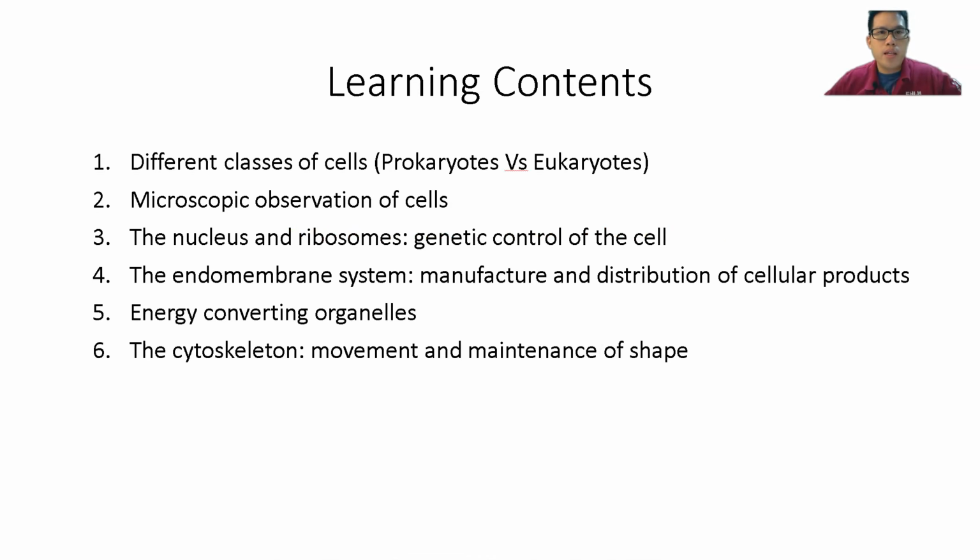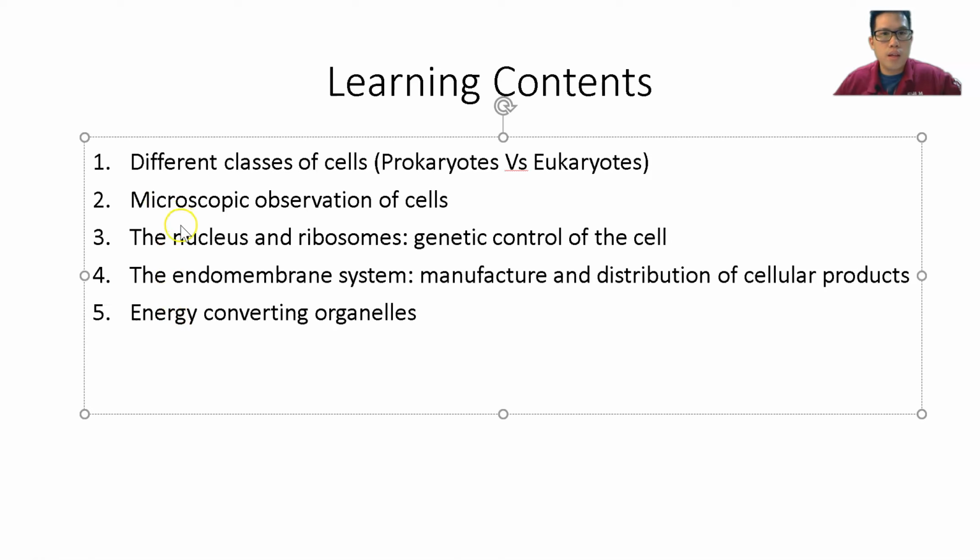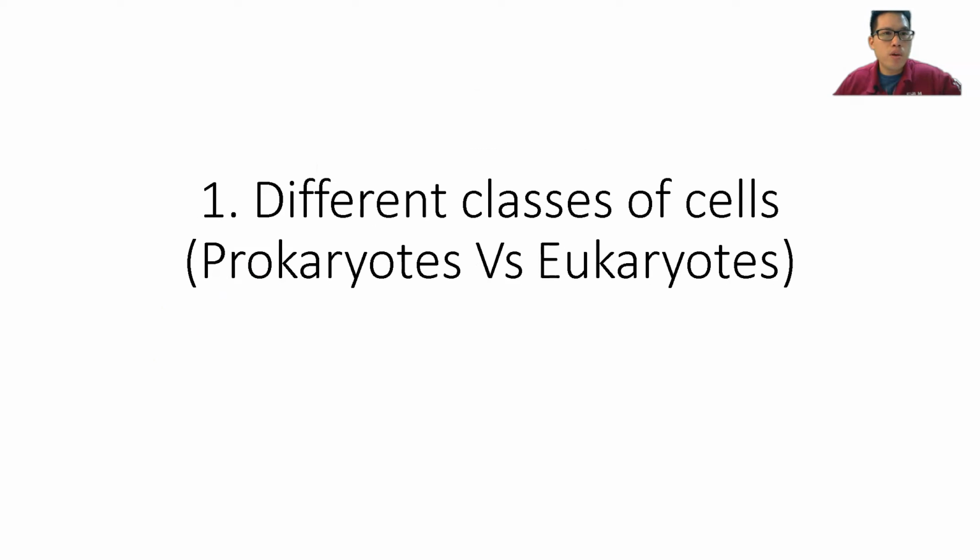Let's look at the learning content. The first is being able to differentiate between different types of classes. There are two classes we're going to introduce, the prokaryotes and the eukaryotes. Then we're going to look at the microscopic observation of the cells. Then we're going to look at the different types of components inside the cells, like the nucleus, ribosome, endomembrane systems, and also the energy converting organelles.